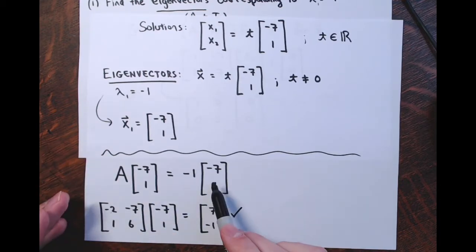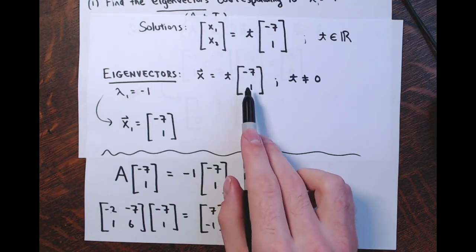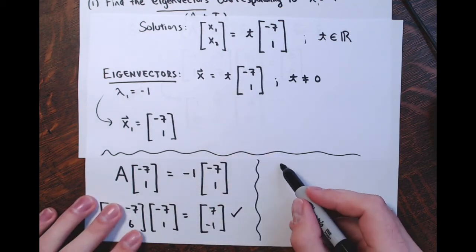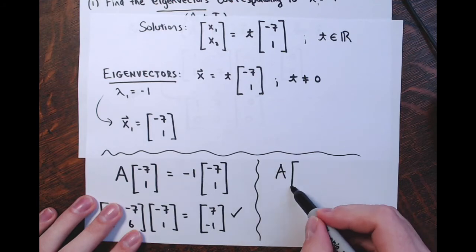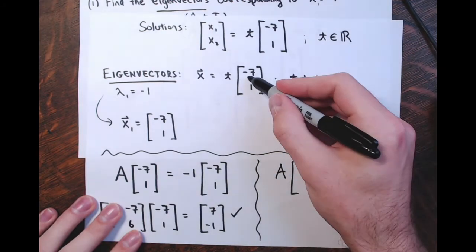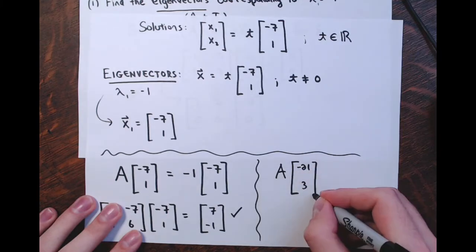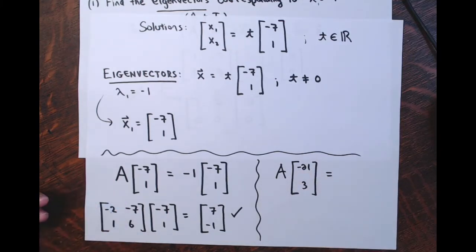And this will work for any multiple of this vector. Try A times, let's say I multiplied this by 3, negative 21, 3. This should still work.